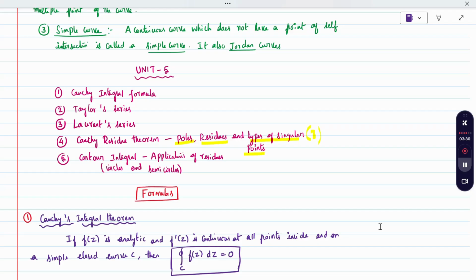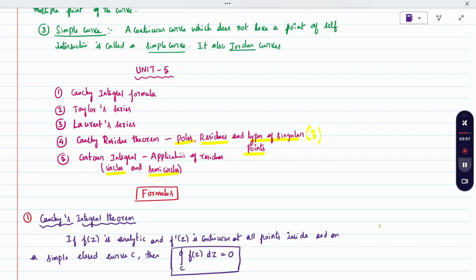According to our syllabus, it is only the circle and semicircle: contour integral as an application of residue for the real part. For the imaginary part there are many more topics, but it is reduced, and according to our syllabus we only have the circle and semicircle. I will give you the definitions with respect to the formulas in this unit.